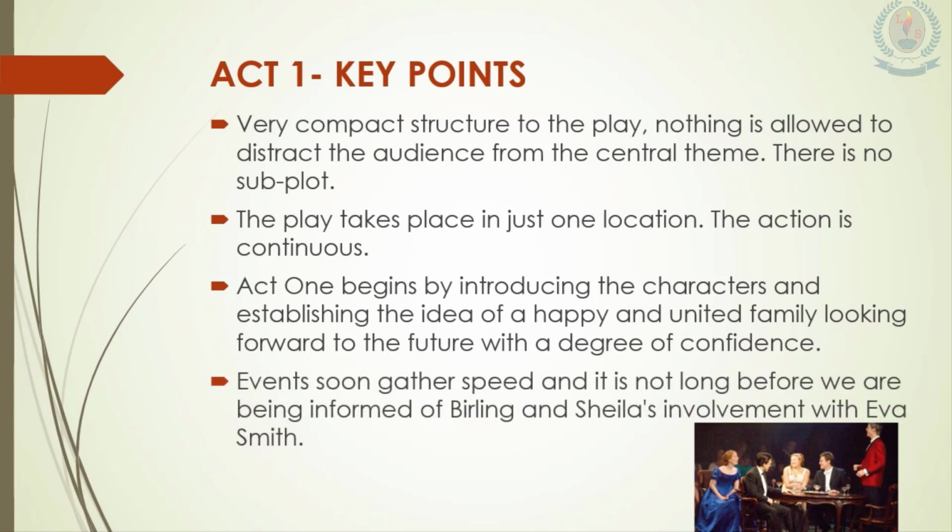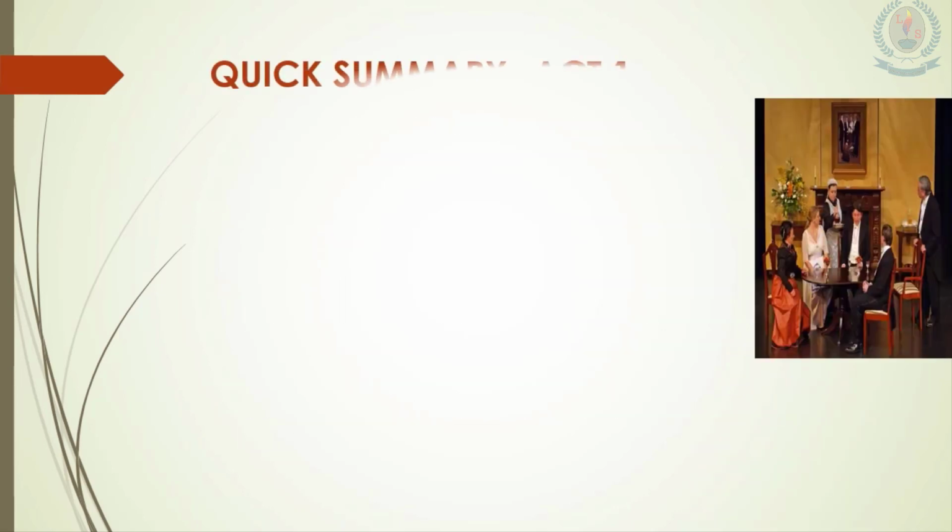And towards the end, who enters their living room? It is Inspector Goole. Yes, and what news does he bring? He brings the news that a girl named Eva Smith is dead. What is the reason for the death? She has committed suicide. And you will see that in these relevant pages, we see that Birling and Sheila are involved in this. Okay, let's have a quick look at the summary of Act 1.